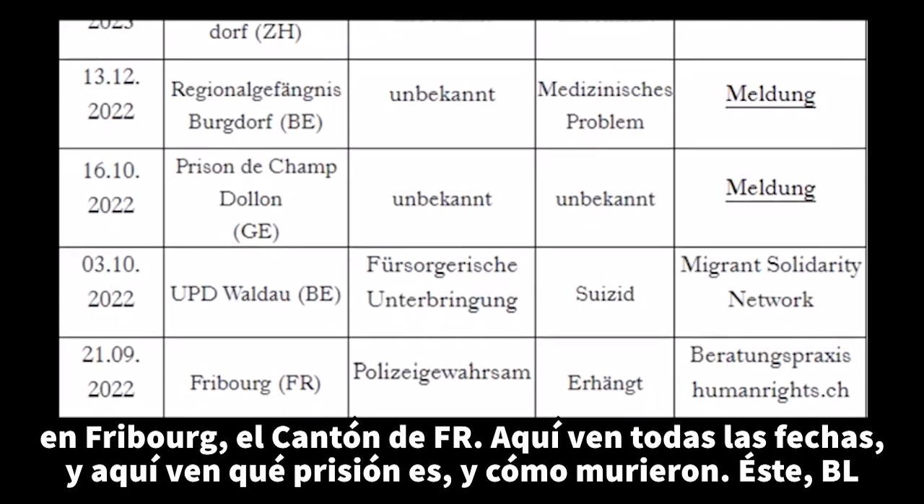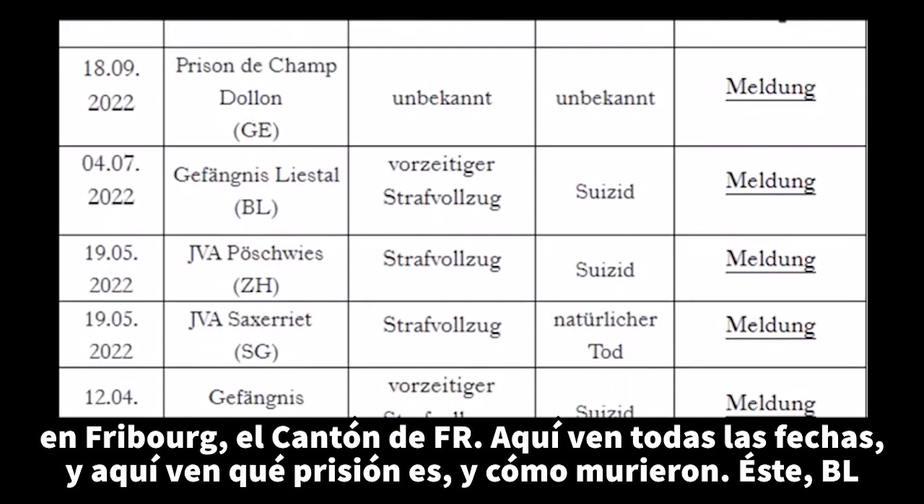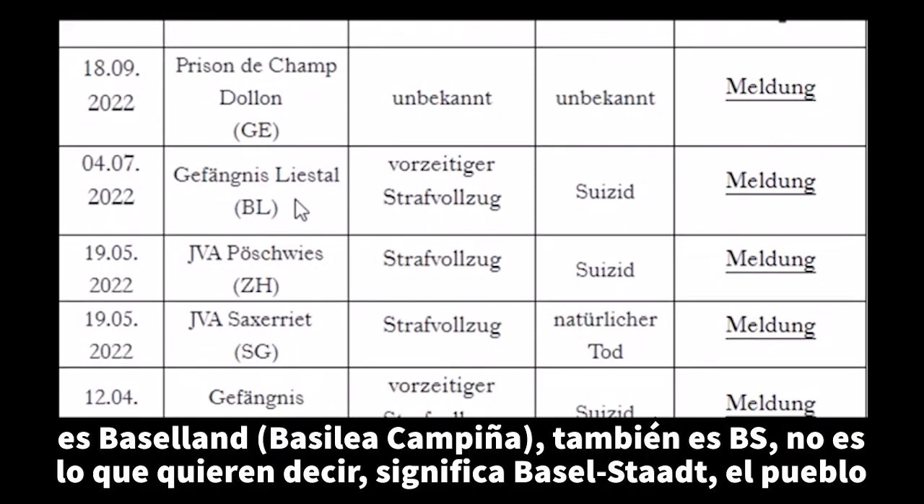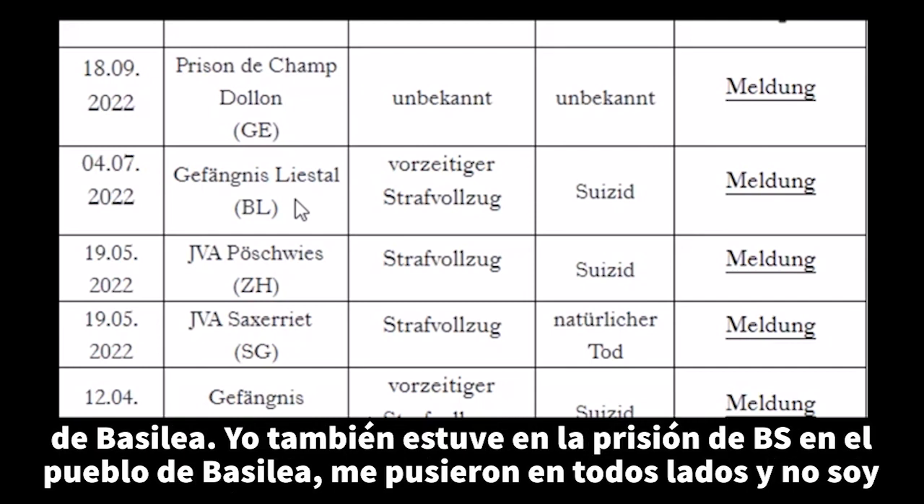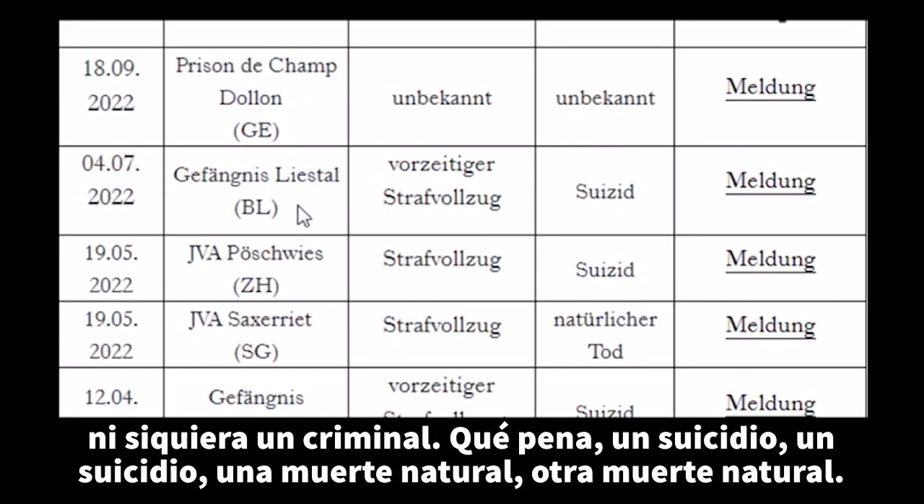And so this one, BL is Baselland, it's Basel. There's also BS. No, it's not what you mean, but that means Baselstadt, the town of Basel. I was also in a prison in BS, in the town of Basel. They put me everywhere, and I'm not even a criminal. What a shame this is, you know. A suicide and a suicide, a natural death, another natural death.